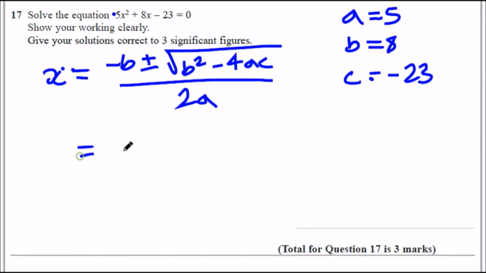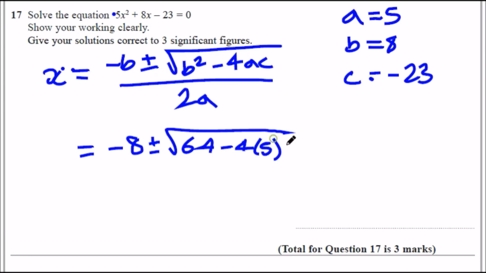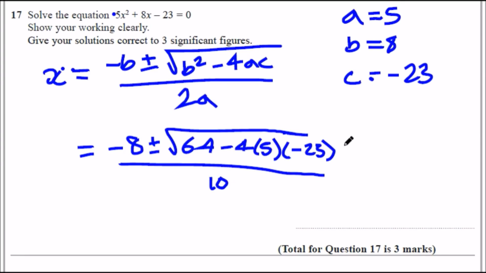So what do you get? You should write minus 8 plus minus. Remember, the plus minus is important. 8 squared, which is 64, minus 4 times 5 times minus 23. Be very careful, make sure you put the minus sign here. All over 2 times 5, which is 10. Okay, so take your time. You should get two solutions. I, of course, need to write this down.